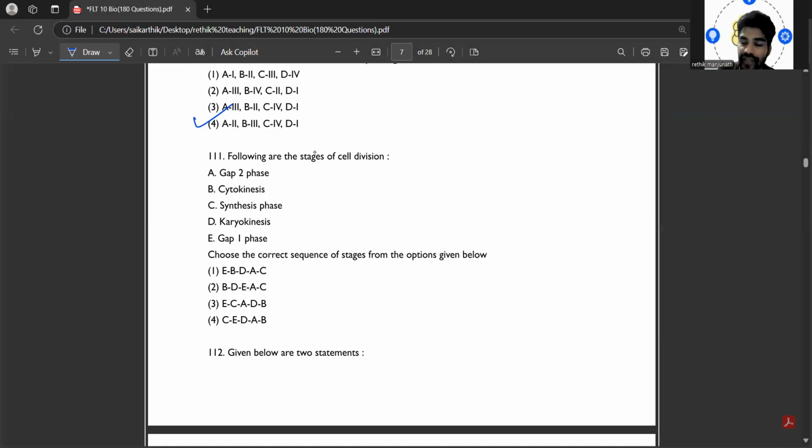How will it happen? First G1 phase, so this will be the first. Then after G1 phase, synthesis phase will happen, so obviously this will be the second. After synthesis phase, G2 phase will come, right? So then this will be the third. After G2 phase, then karyokinesis will happen, fourth. Then the last one is cytokinesis, which is fifth. So third one.